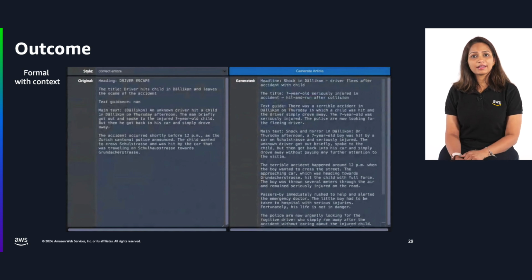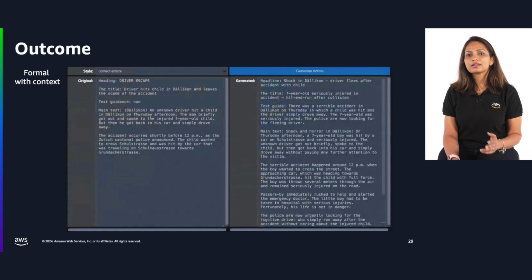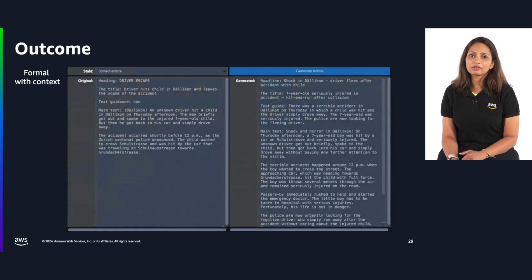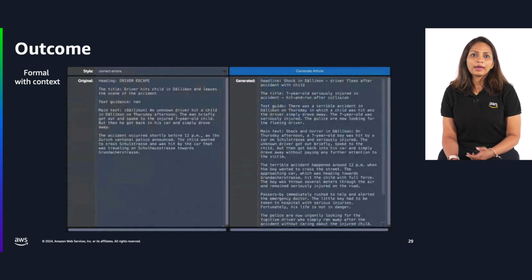Finally, this is the example where an option of formal with context is selected. As explained earlier, in this example, the article is rewritten with additional information taken from previous latest relevant articles. Since this is generic news about accident, there could be several other previous articles related to accidents, and the LLM has picked up wordings from them.